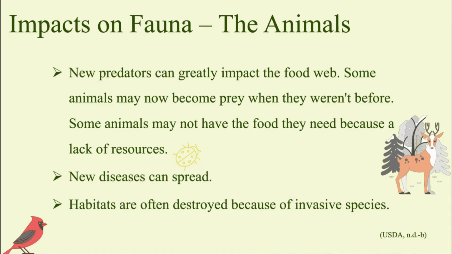New diseases can spread from one animal to another. One animal who's never been introduced to this disease before can very easily be killed by new diseases. Habitats are often destroyed because of invasive species. Trees and bushes being completely eaten or uprooted or destroyed can ruin habitats for smaller animals.